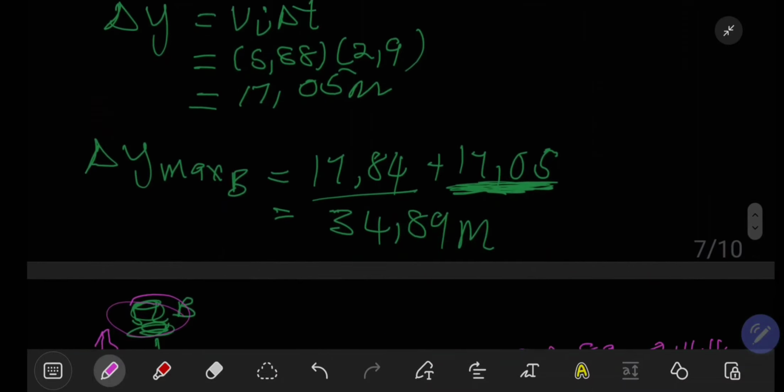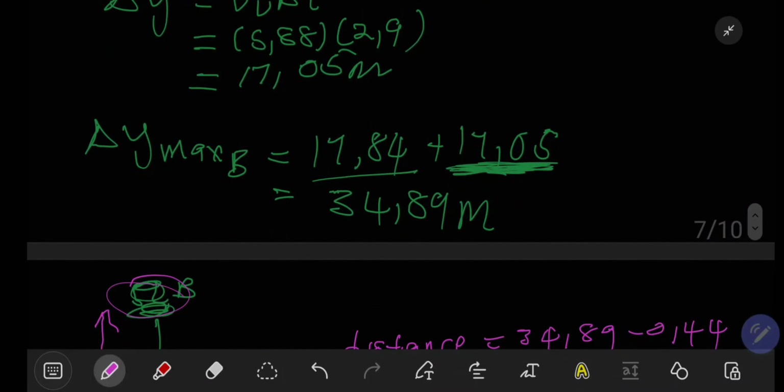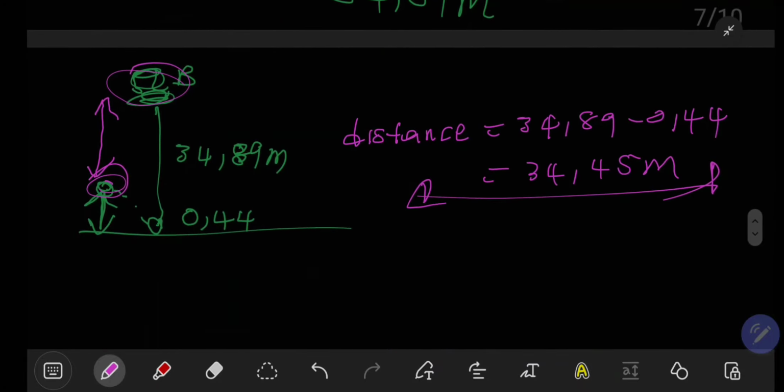So this is it about the velocity time graph and how we answer some of the questions that might be posed to you.